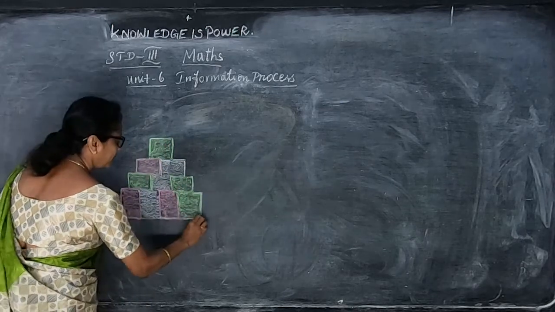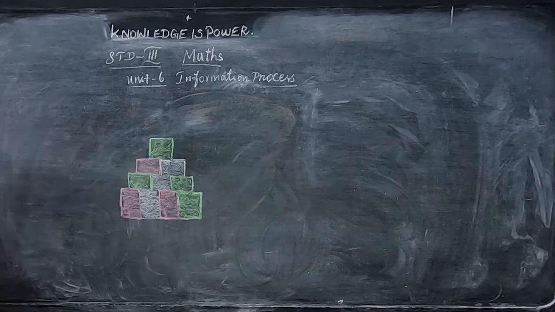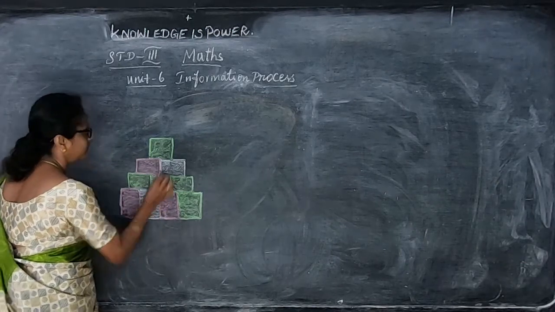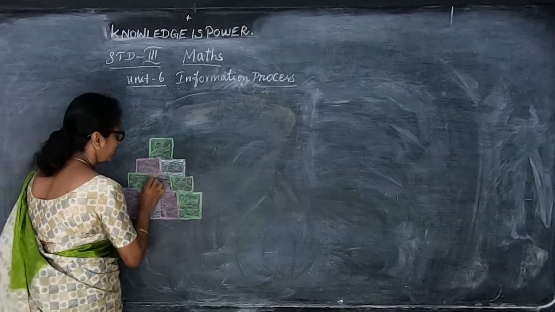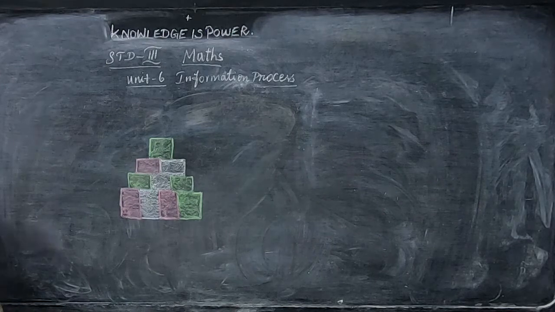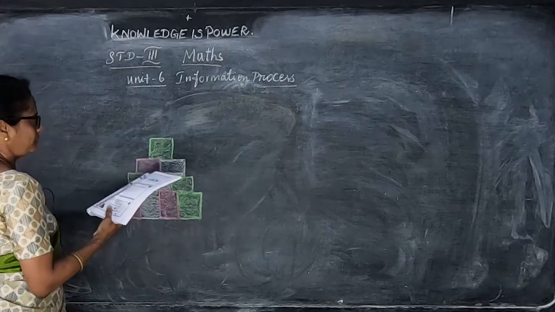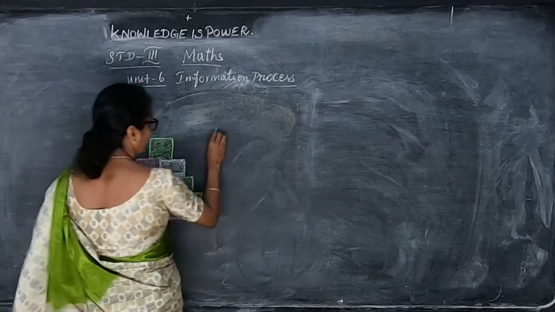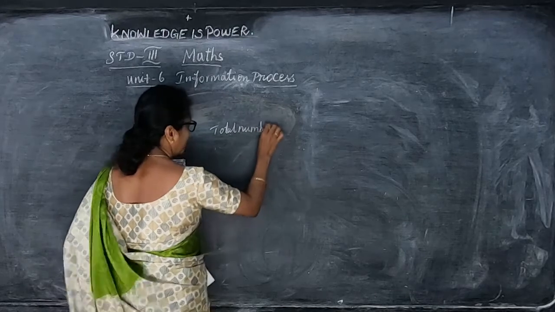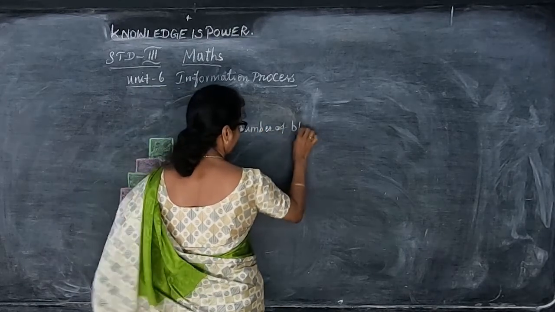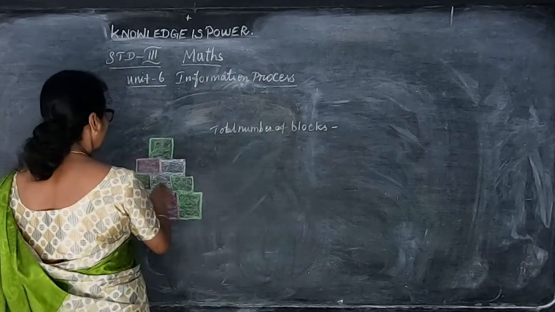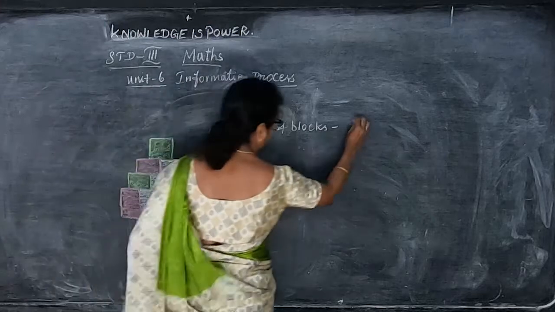Okay, so you have colored it. Now they are asking you the questions. What questions are they asking? We'll see that now. Okay, so here I have drawn something. Now, total number of blocks. How many blocks are there? You can count and say how many blocks. Total number of blocks is 1, 2, 3, 4, 5, 6, 7, 8, 9, 10 blocks are there.